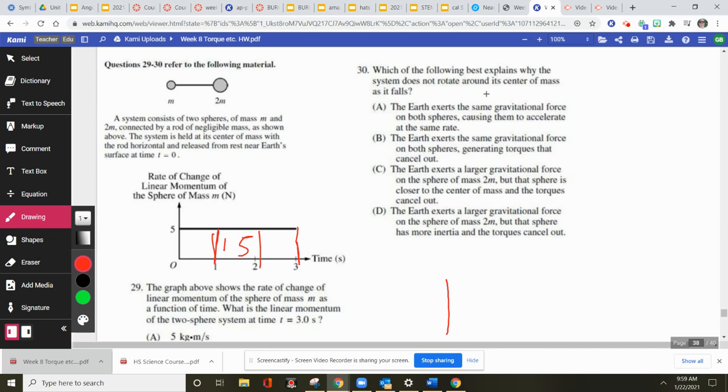Oh, why the system does not rotate around its center of mass as it falls. The Earth exerts the same gravitational force on both spheres, causing them to accelerate at the same rate. So C and D look like good answers to cross out. It doesn't exert the same gravitational force on both spheres. They have different gravitational forces, so actually A and B are good ones to cross out.